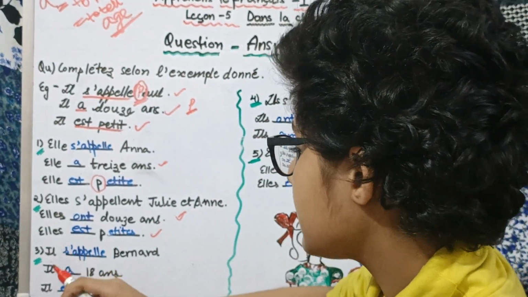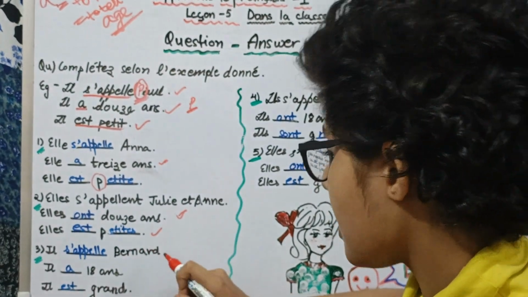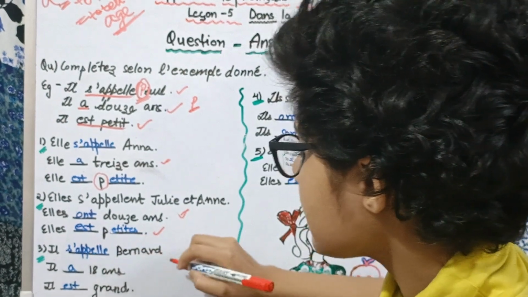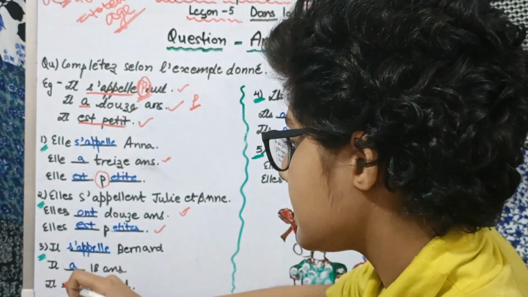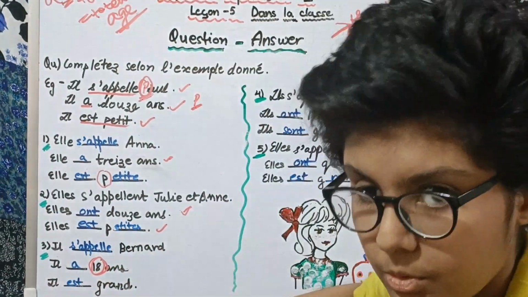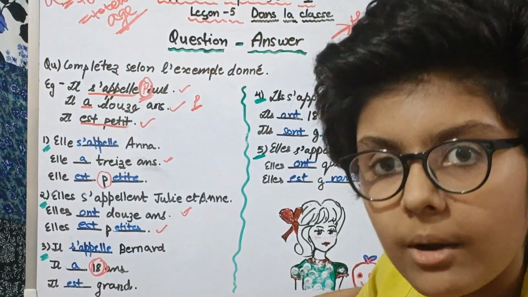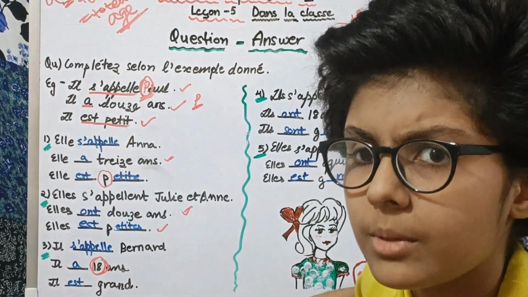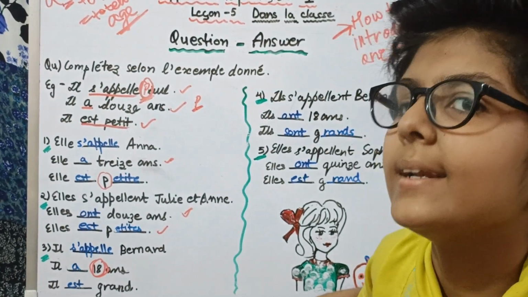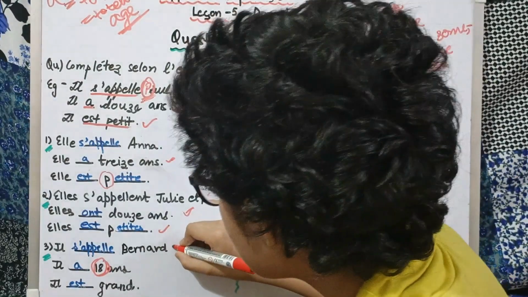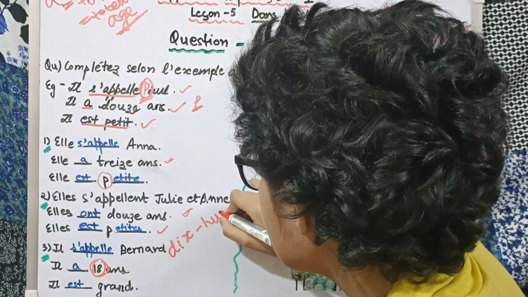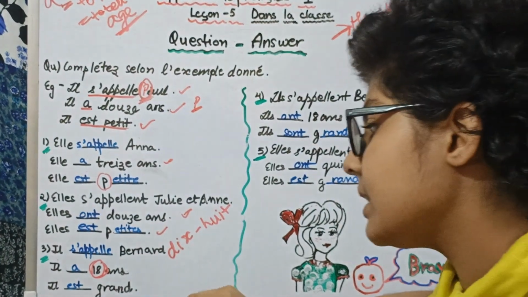Now the next sentence we have is il s'appelle Bernard. Il s'appelle Bernard, which means that his name is Bernard. Then we have the next sentence, that is il a. What is this? You tell me. You first need to understand what is this. I have told you in the chapter number 2. You need to remember it. Now here tick tick 1, tick tick 2, tick tick 3, and let the answer come. This is dix-huit, which means 18-year-old.